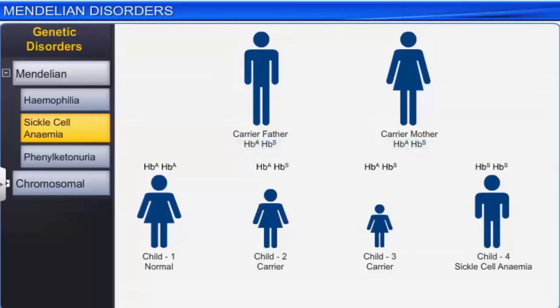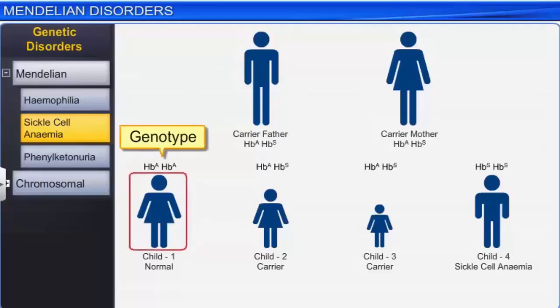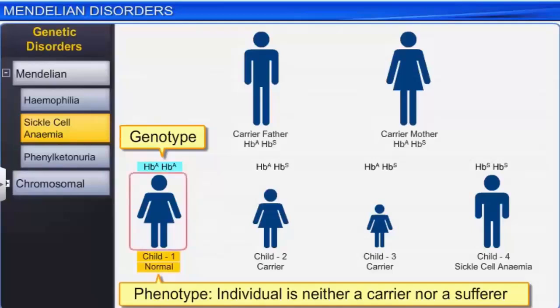These alleles can form three genotypes, namely HBA-HBA, HBA-HBS, and HBS-HBS. Of these, homozygous individuals with genotype HBA-HBA are neither carriers nor sufferers.